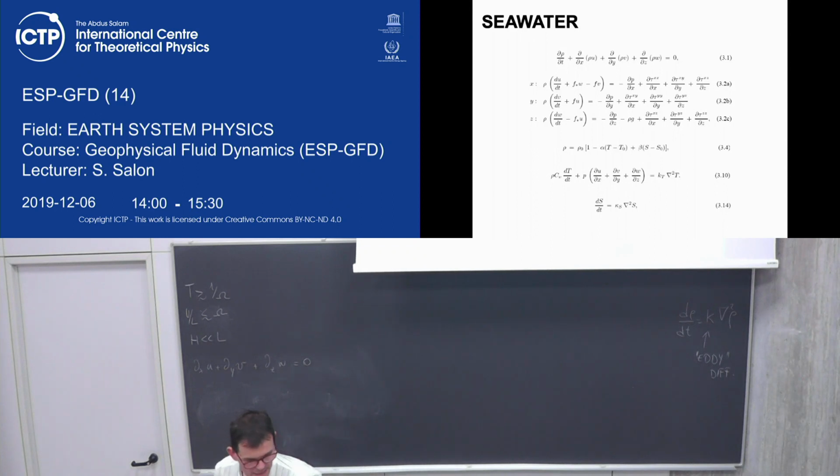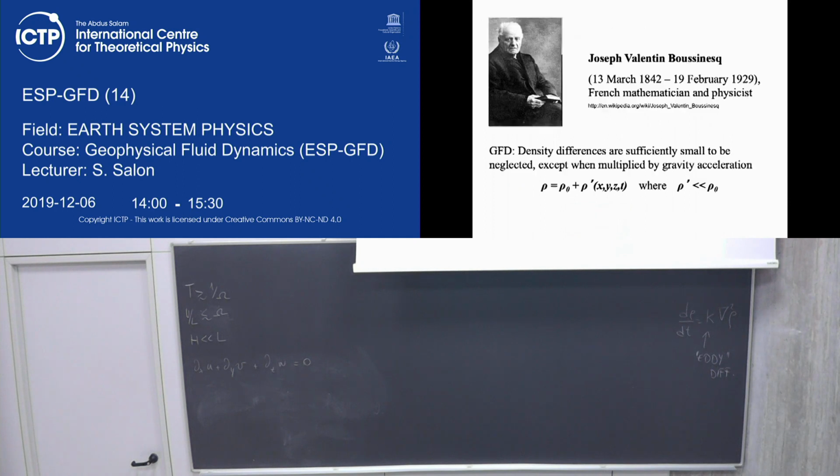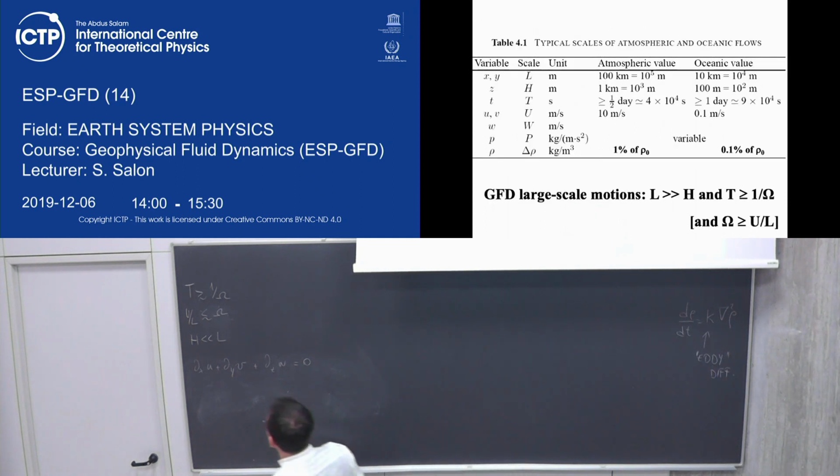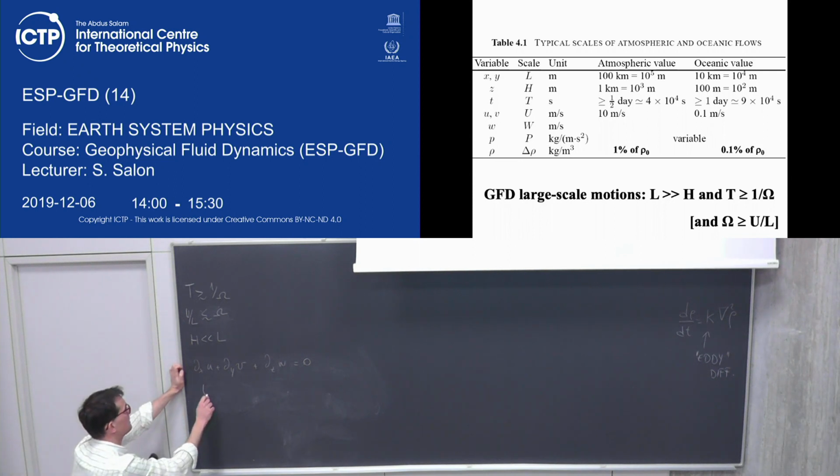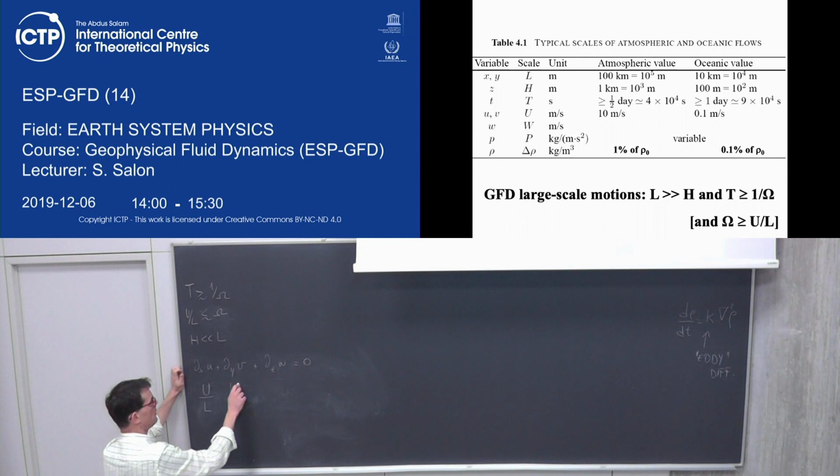So let's come back here. So now we can start to make the scale analysis. So the first term, how does it scale? U scales as capital U, and then we have a derivative in X, and the derivative in X scales as L, right? This is U over L.